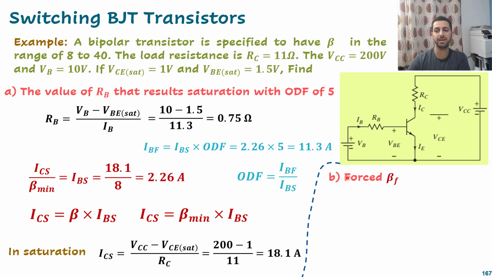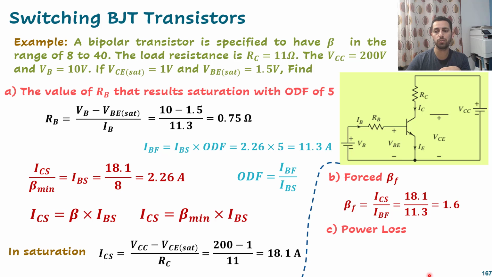The second requirement is, what is the forced beta? I know this beta is 8, okay? But after overdriving it, I have a different beta, and that beta is beta forced, okay? I know the equation for beta forced, which is ICS, which is this one, divided by IBS, divided by the forced value, okay, which is this one. After making the ratio calculation, it will be 1.6. So it's not 8 anymore, it's 1.6. This is what is considered in my circuit.